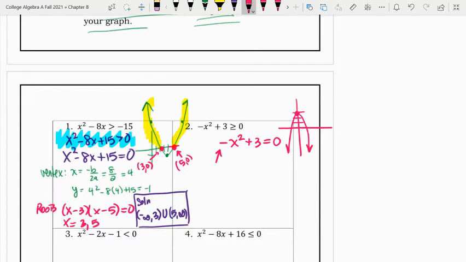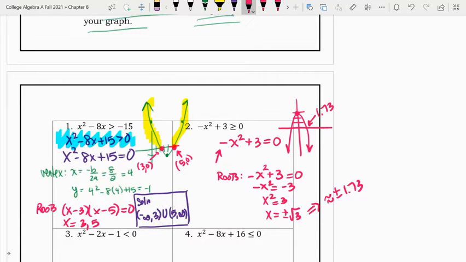All right, so now we have to find the roots. So that would be, negative x squared plus 3 equals 0. Let's minus 3. So negative x squared equals negative 3. So x squared is 3 which means x equals plus or minus the square root of 3. And the square root of 3 is approximately plus or minus 1.73. So I can see I have an x-intercept here of 1.73, which is square root of 3. And this one will be negative 1.73 or negative square root of 3.